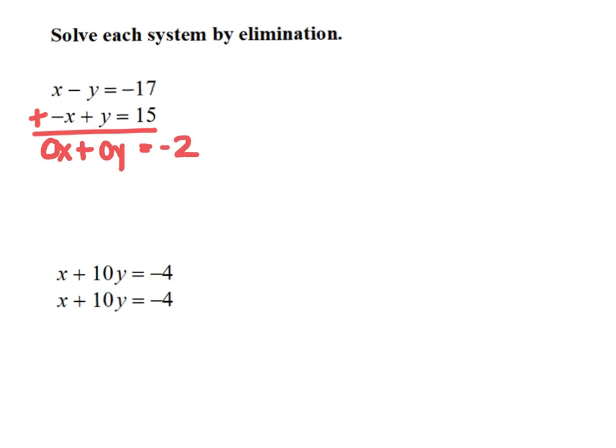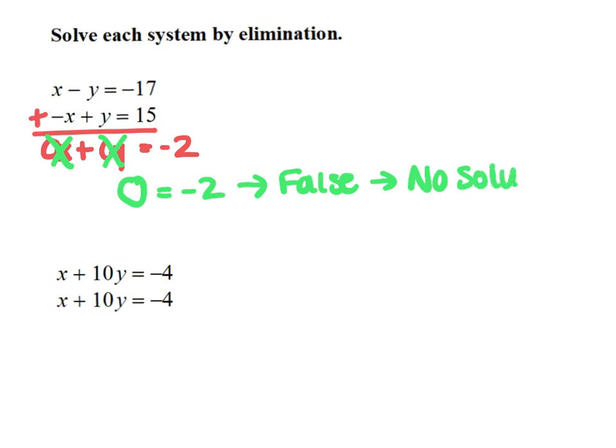Now when I look at this, I don't have to include the 0x or the 0y because there's a 0 in front of it. So this means it becomes 0 equals negative 2. Now this is a false statement, so this is what we would refer to as no solution, meaning there's no possible value of x and y that would work as a solution.